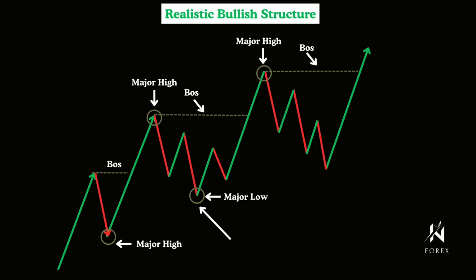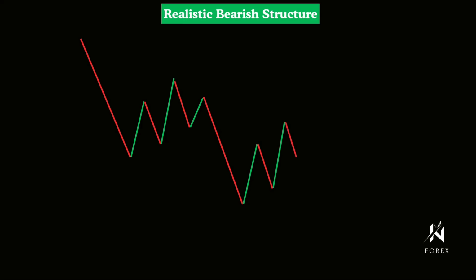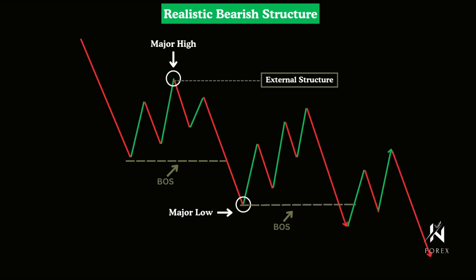Now, let's transition into the bearish setup, which, fundamentally, mirrors the same logic. In a bullish scenario that transitions into a bearish wave, the initial break of structure, BOS, occurs when price moves decisively below a previously established support level. This action creates a major low, marking the lowest point reached following the BOS. Together, the most recent major high and this new major low form what we refer to as the external structure.